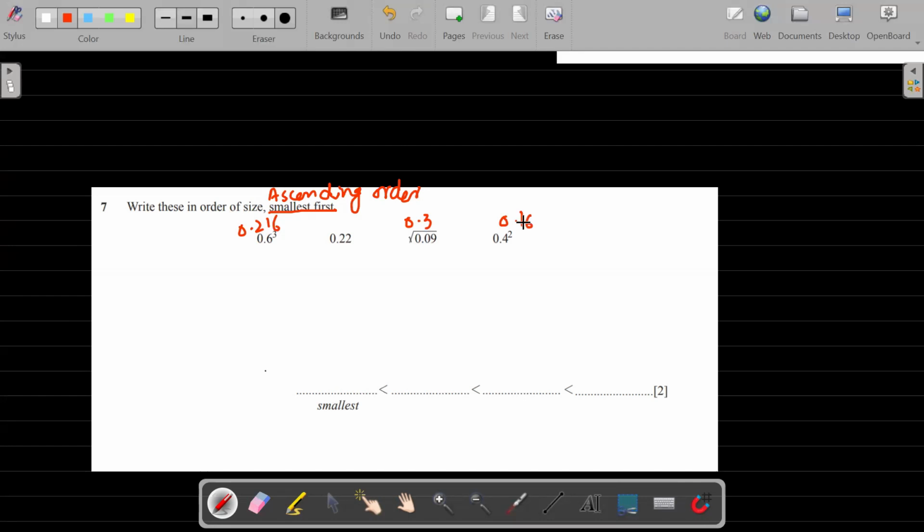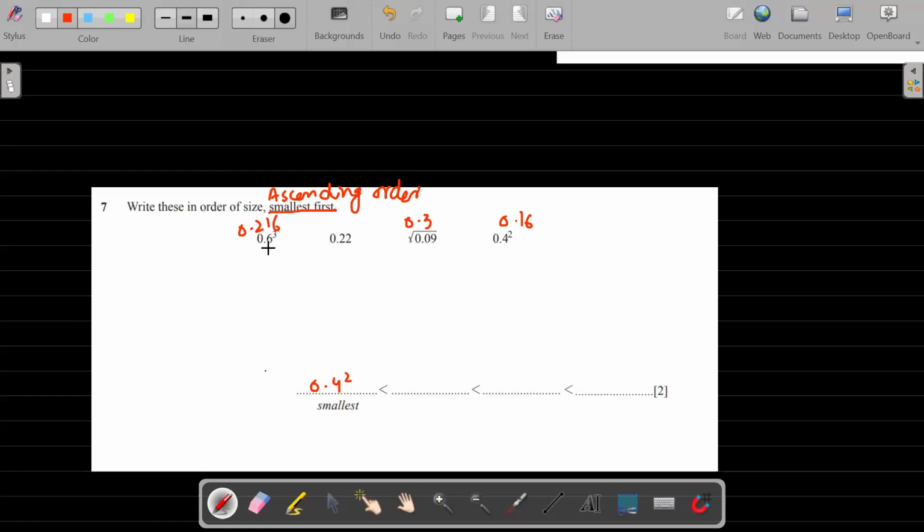We need to figure out. All right, let's see the first whole number. First whole number is 0, 0, 0, 0. All are having the same. Let's see the first decimal place, 2, 2, 3, and 1. It means that 1 is the smallest, so 0.4 square is the smallest.